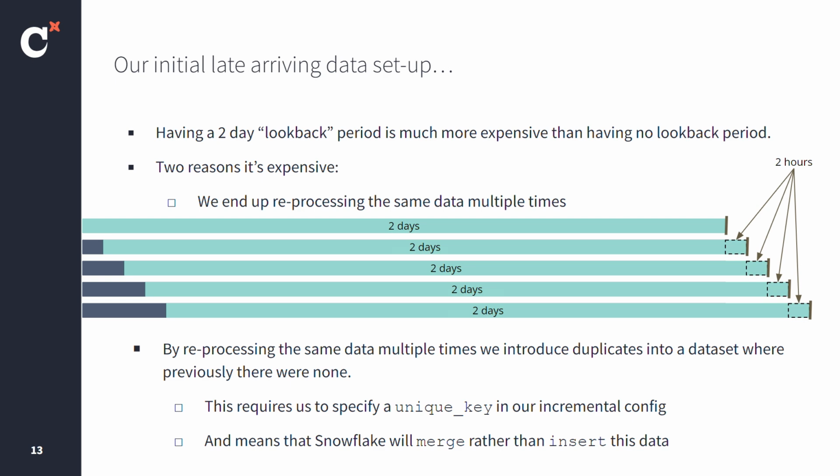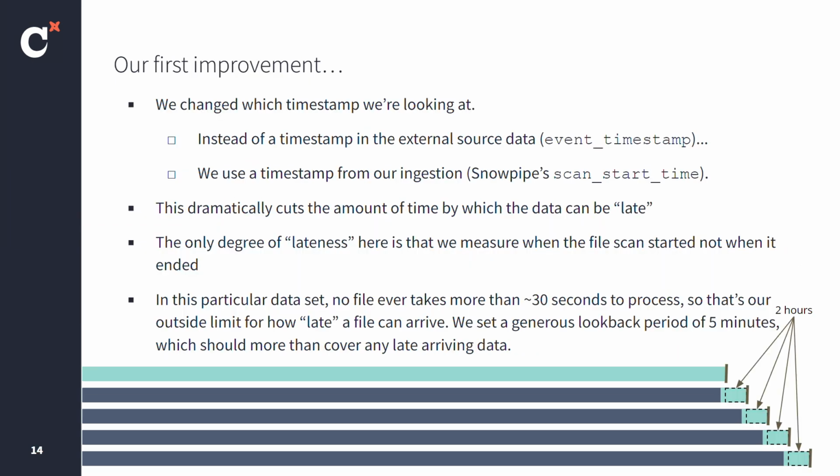I'm going to talk about this in 2 pieces. The first thing we did was to change the timestamp that we're looking at. Rather than using a timestamp from the external source data, like an event timestamp or a last modified at, for all of our incremental models we now always use a timestamp from the ingestion itself. In this case, Snowpipe start scan time, or Fivetran synced at, or we do some batch loads where we make sure that when we load that data we put an ingested at timestamp on it. What this does is dramatically cut the amount of time by which data can be late. In fact, in some cases, it cuts it to 0.